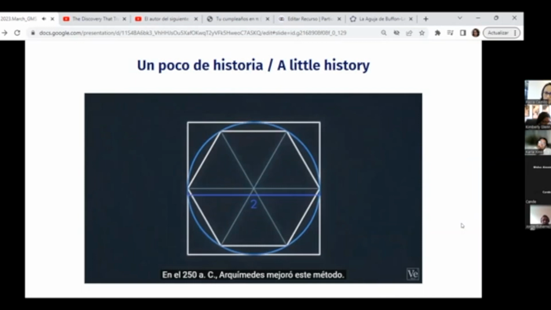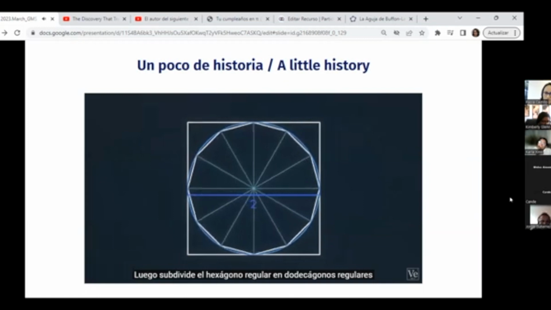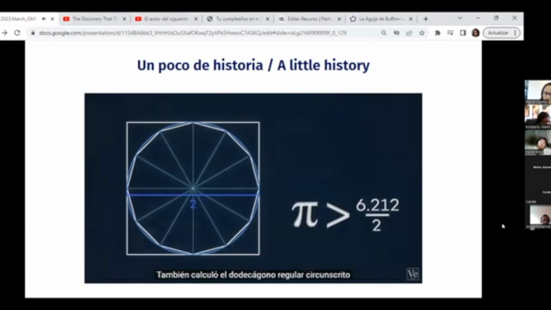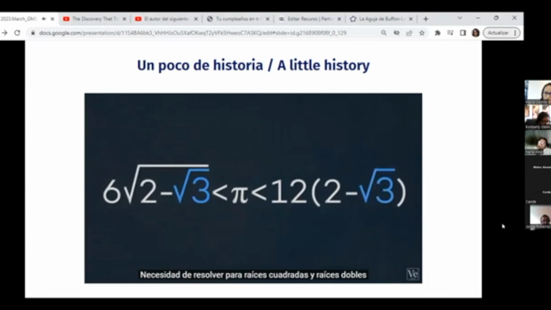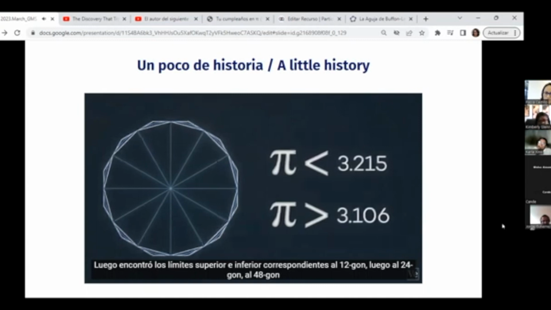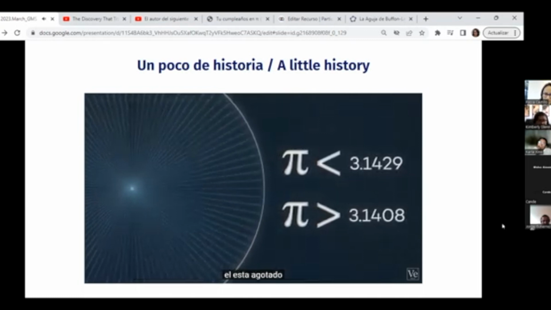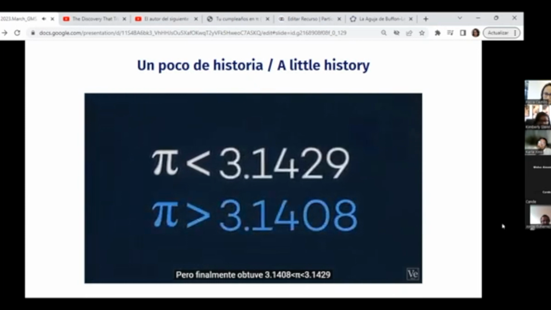So first he starts with the hexagon, just like you did, and then he bisects the hexagon to a dodecagon, so that's a regular 12-sided shape, and he calculates its perimeter. The ratio of that perimeter to the diameter will be less than pi. He does the same thing for a circumscribed 12-gon and finds an upper bound for pi. The calculations now become a lot more tricky because he has to extract square roots and square roots of square roots and turn all these into fractions. But he works out the 12-gon and then the 24-gon, 48-gon, and by the time he gets to the 96-gon, he's sort of had enough. But in the end, he gets pi to between 3.1408 and 3.1429. So for over 2,000 years ago, that's not too bad.